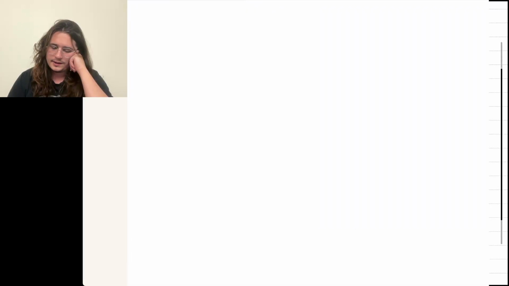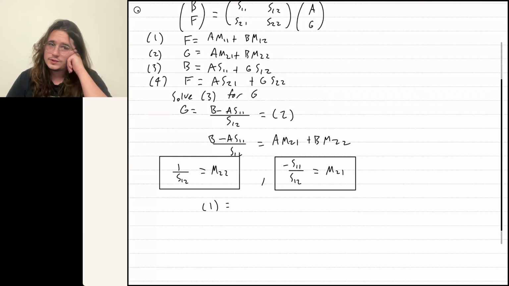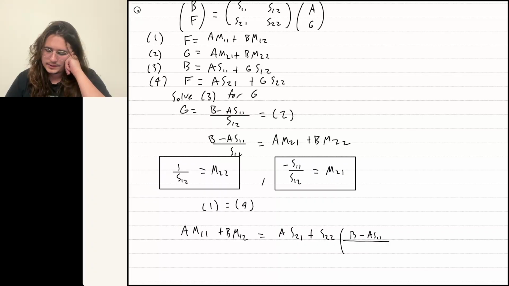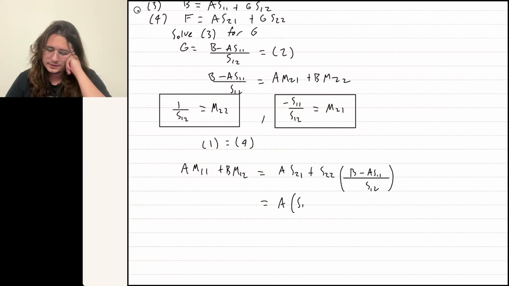Now we can just set 1 equal to 4, which is going to allow us to get the other two elements. Because they're both equal to F, we're setting A M11 plus B M12 equal to, on the right-hand side, A S21 plus S22 times G, but we have a specific form for G, which is B minus A S11 all over S12. Simplifying the right-hand side a little bit, we've got A times S21 minus S11 S22 over S12 plus B times S22 over S12.